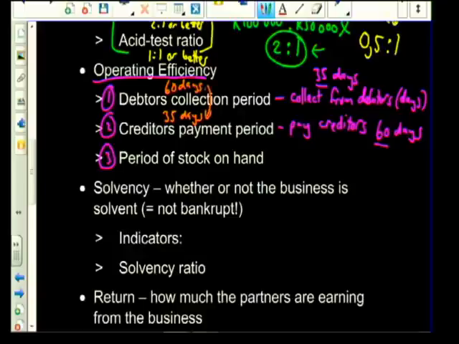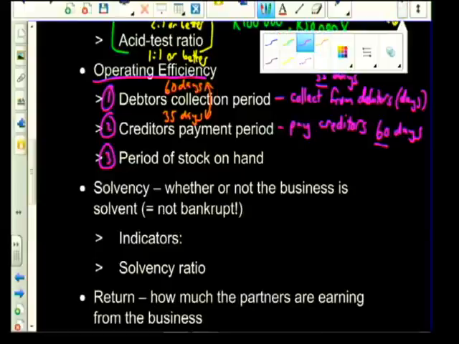So what that means is that we have to dig into the cash in our business and take out of our bank account to pay our creditors, and we would then conclude that we might have a cash flow problem. So compare the two, and always make sure that the debtors collection period is less than the creditors payment period. Then our final one in this section is the period of stock on hand.